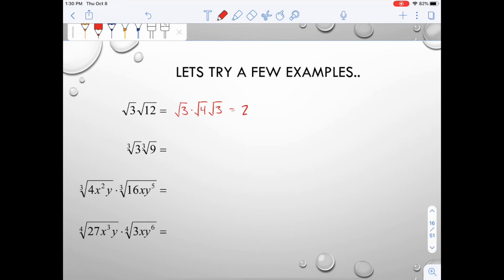The square root of 4 is going to come out as a 2. Square root of 3 times square root of 3 is going to be square root of 9, or 3. 2 times 3, which is 6. It's one way to do it, okay?